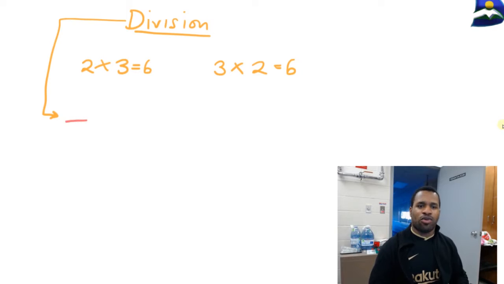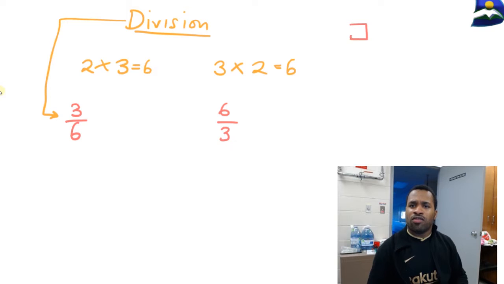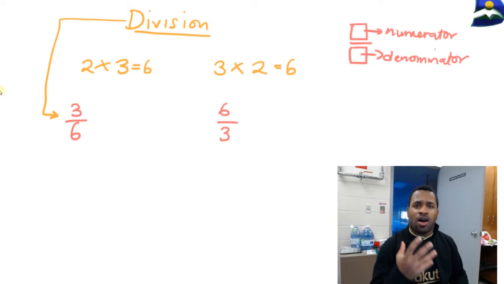For example, you're given this particular form of fraction: one fraction is 3 over 6, and the other is putting 6 at the top and 3 at the bottom. From fractions, we know the top is called the numerator, and the bottom, at the other side, is called the denominator.